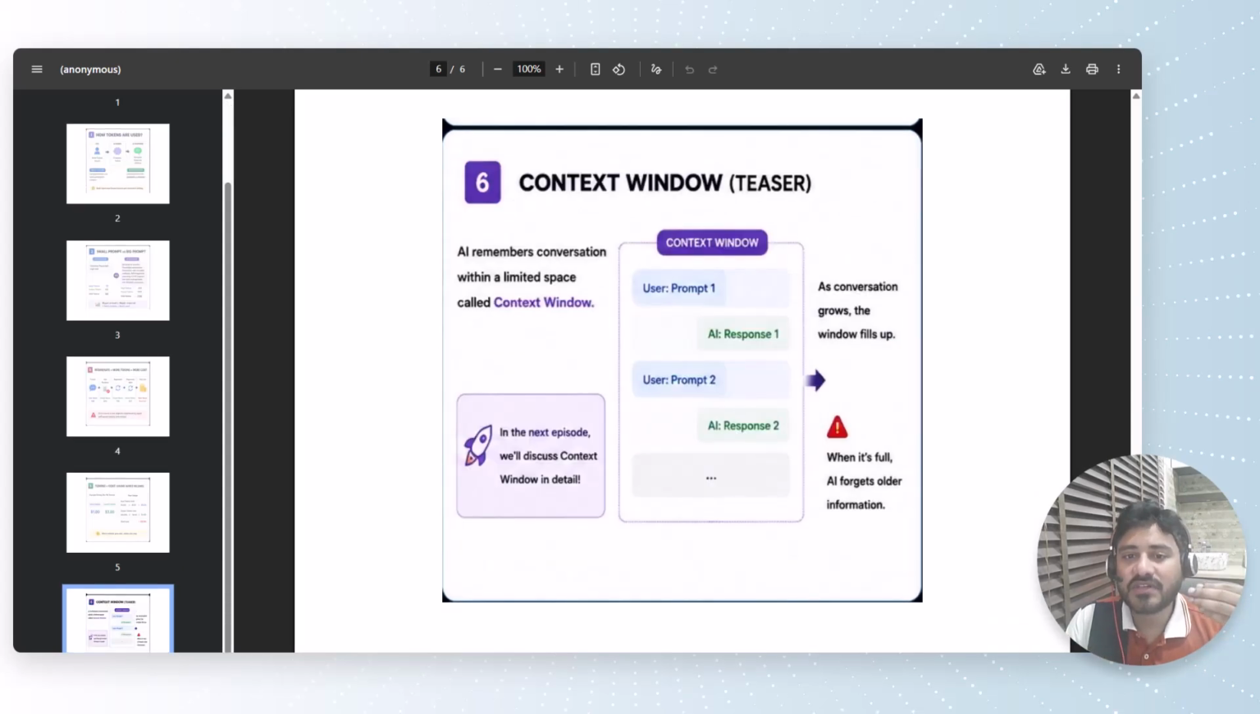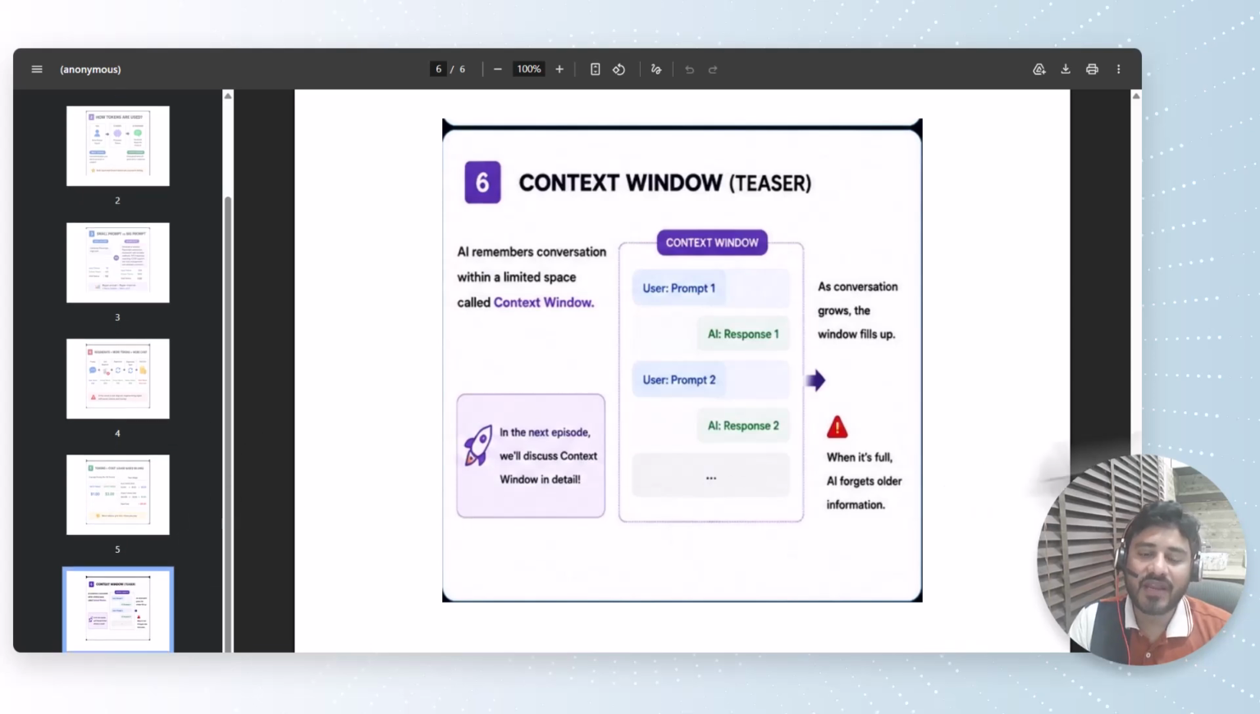So, in the next episode, let's understand what a context window is and why it becomes one of the most important concepts for developers working with AI.